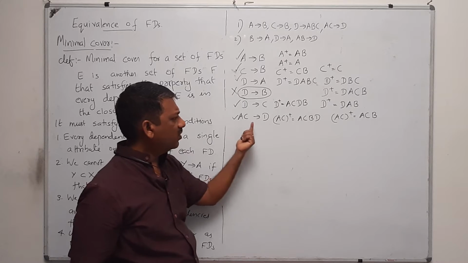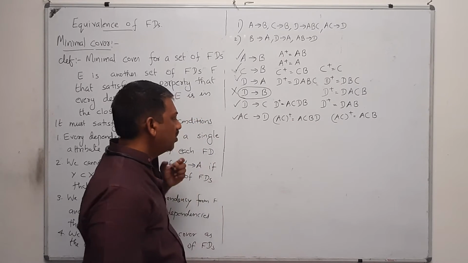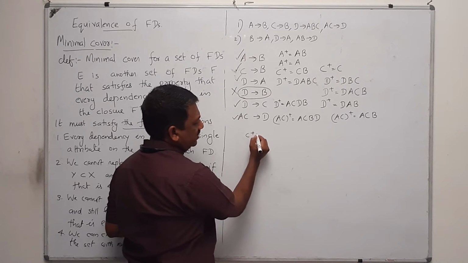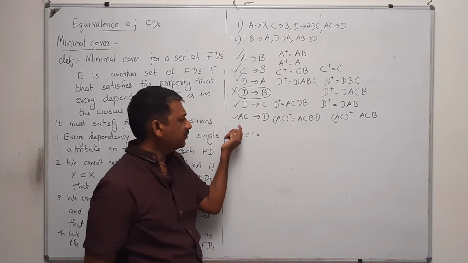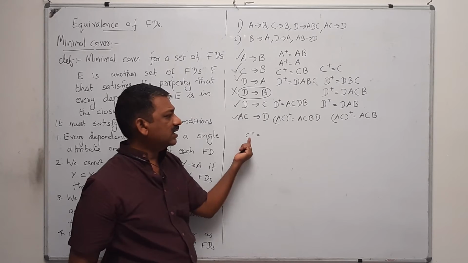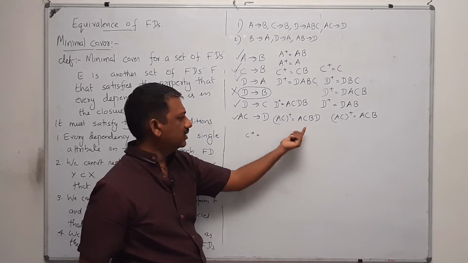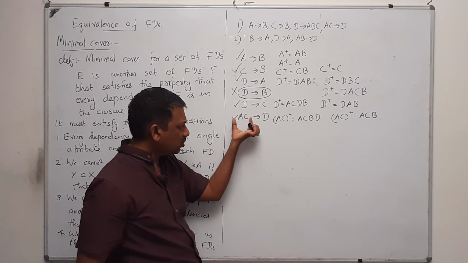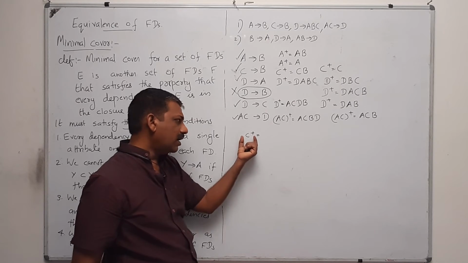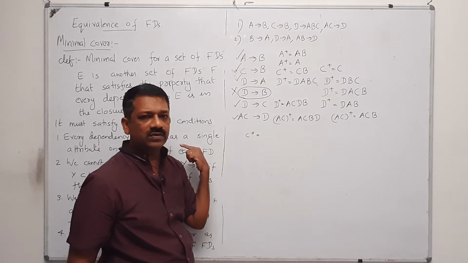Okay, then AC plus is ACBD. Now after removing A, you are going to find out C plus. That means if A can be removed, then the closure of C contains ACBD, all those attributes. That means if, after removing an attribute from the left hand side, the closure remains the same, that attribute can be removed. Okay.